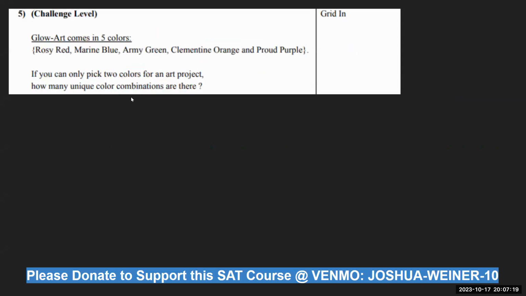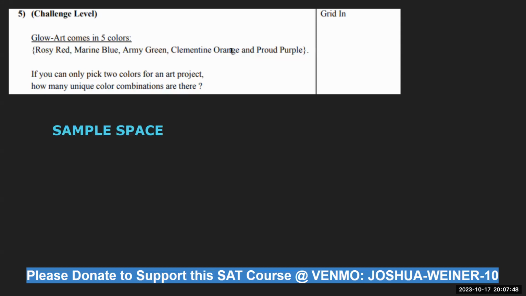Okay, last one for tonight, so we can get to the classwork and the core lesson. It says glow art comes in 5 different colors. We have rosy red, marine blue, army green, clementine orange, and proud purple. If you can only pick 2 colors for an art project, how many unique color combinations are there? Well, I'm going to show you a way that you can solve it quickly and accurately using what's called the sample space.